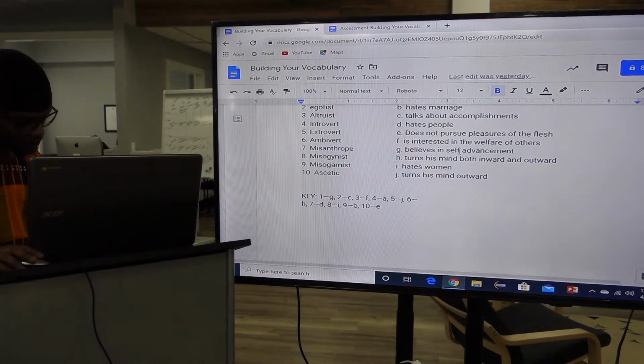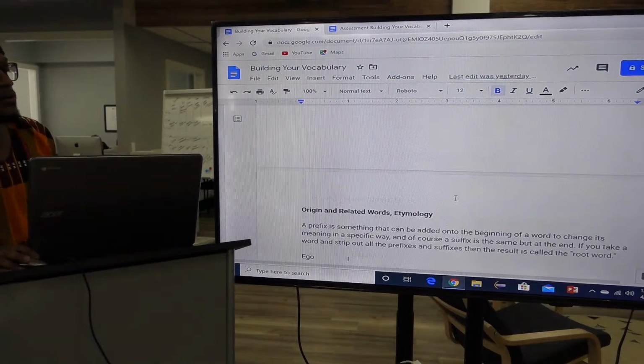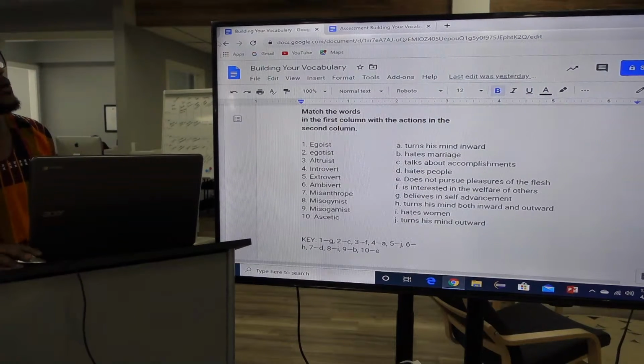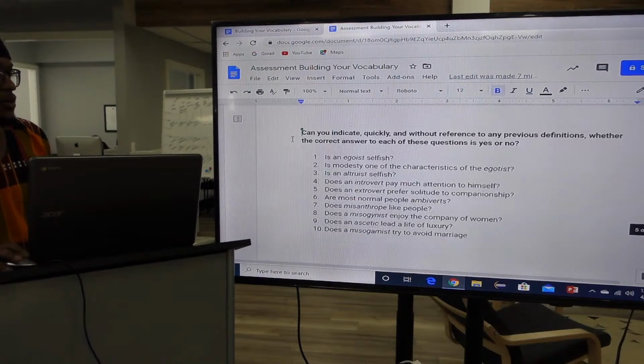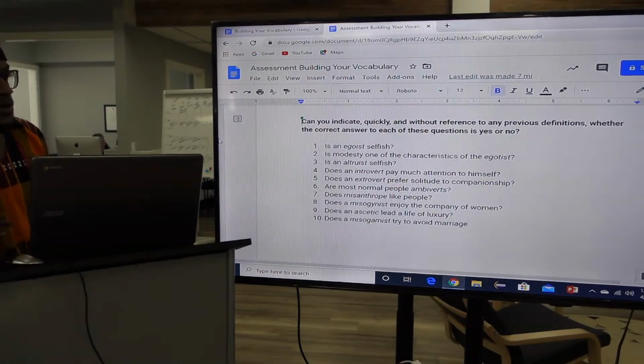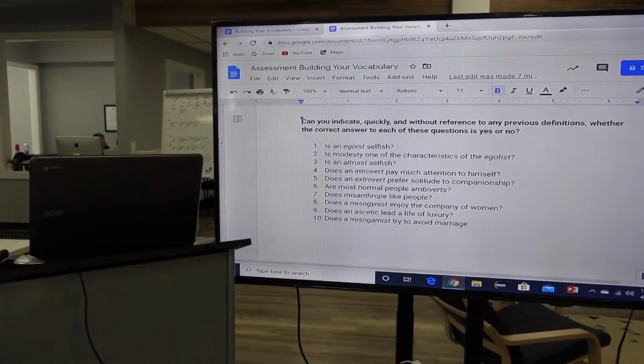All right, so let's go and complete this exercise here. And here you're going to indicate the definitions, whether the correct answer to each of these questions is a yes or a no. So you have to answer yes or no to these questions.